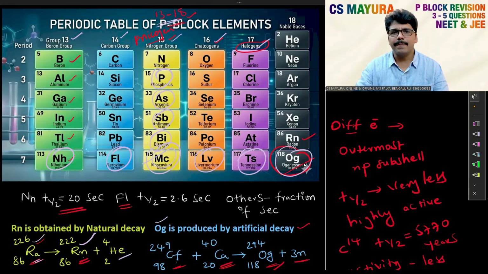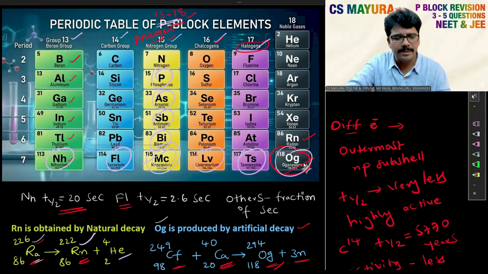16th group elements are chalcogens. Chalcogens means mineral, or ore, producers. Almost all minerals are coming from oxygen and sulfur. There are very few minerals like NaCl and KCl.